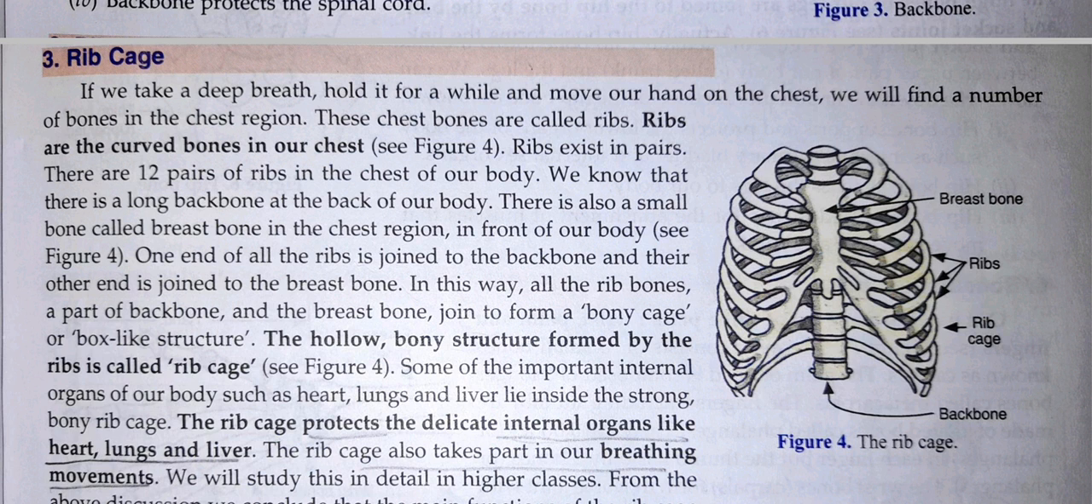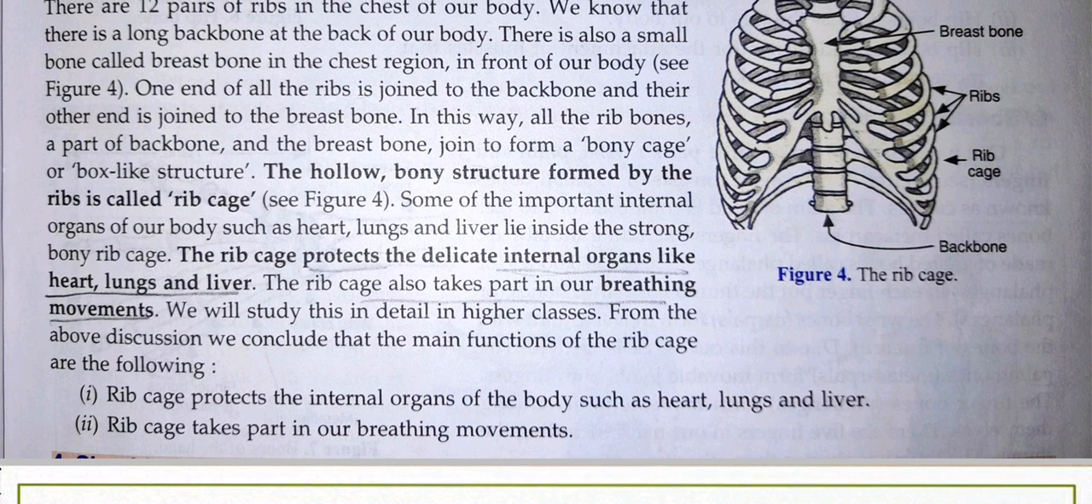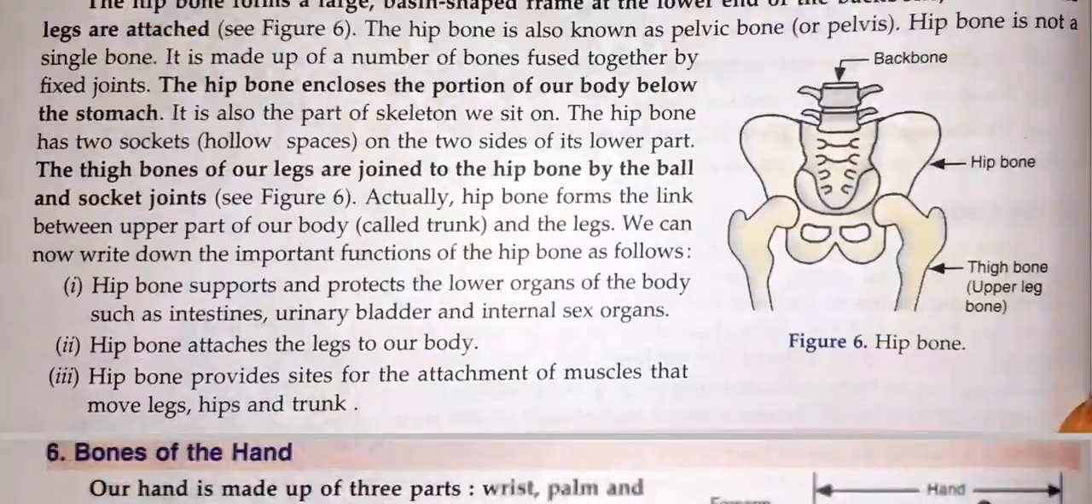In this way, all the ribs, part of the backbone and the breastbone joined to form a bony cage or a box-like structure. The hollow bony structure formed by the ribs is called the rib cage. So the functions of the rib cage are: it protects the internal organs of the body such as heart, lungs and liver. Rib cage takes part in the breathing movements. So these are the two main functions of the rib cage.